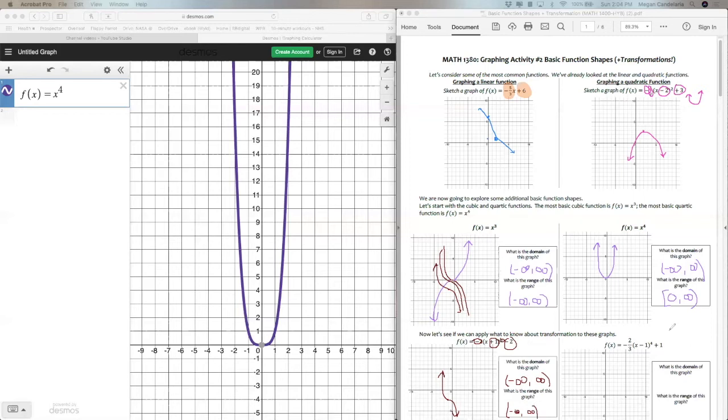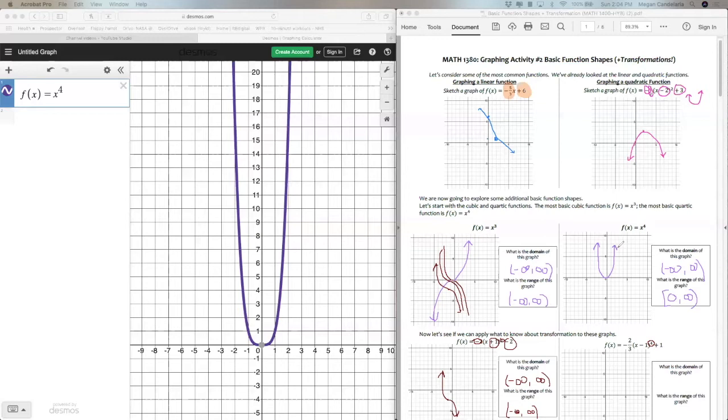Now let's do the same thing over here with this graph. f(x) = -2/3(x - 1)⁴ + 4. Okay, so this is a transformed 4th degree graph. I know that because of this little 4 here. That tells me the basic shape is this U curve here, okay?